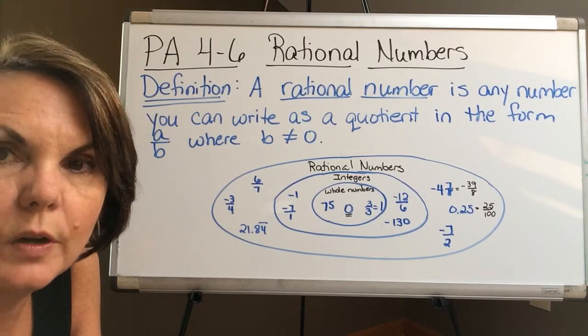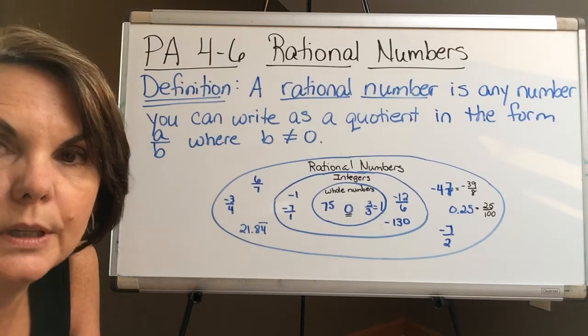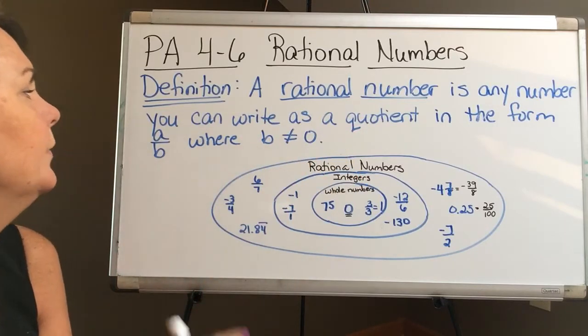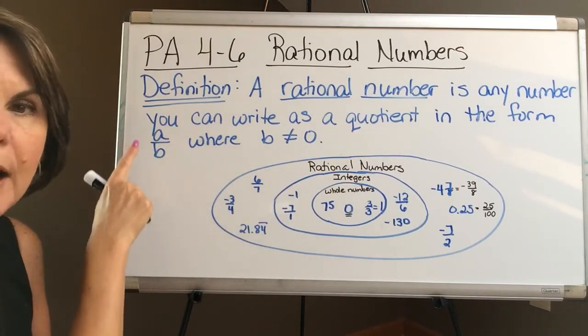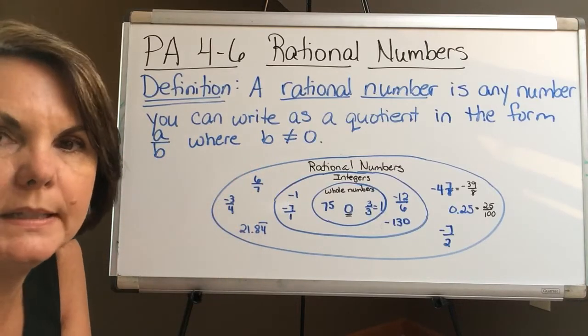However, there's a restriction on this. The denominator b cannot equal 0. So rational numbers are any numbers you can write as a quotient in the form a over b, where b is anything but 0.